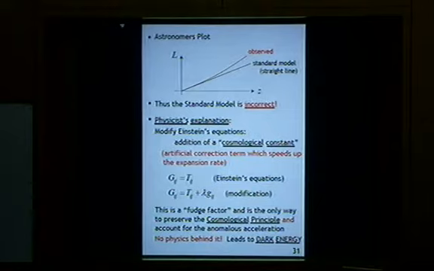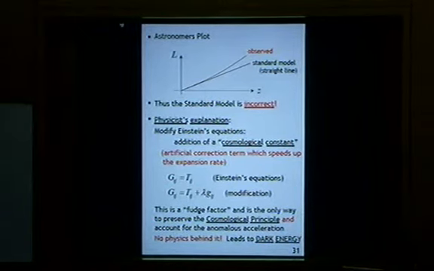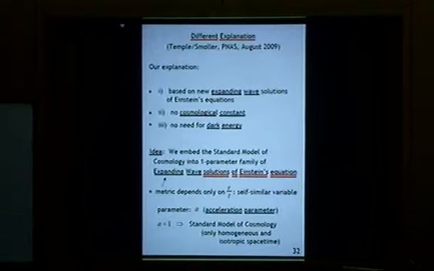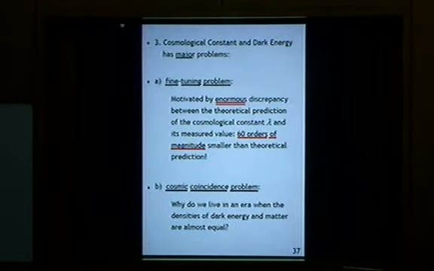And that's the only way to preserve the cosmological principle, which they love, and to account for the anomalous acceleration. No other way. You have to add that on. And there's no physics behind it, and it leads to a concept of dark energy. Dark energy is an unobserved anti-gravitational force. Nothing in the world was ever anti-gravitational before, and it certainly hasn't been observed. Okay? So, whoa, what the heck happened here?